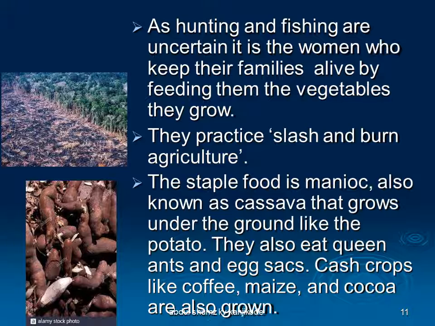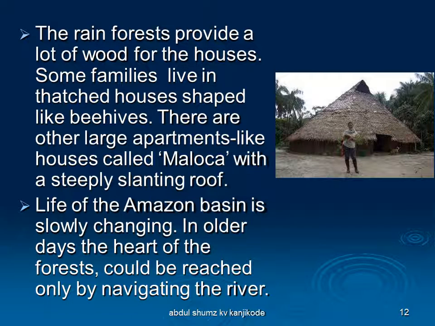They eat queen ants and egg sacs. Cash crops like coffee, maize, and cocoa are also grown. These rainforests provide a lot of wood for houses. Some families live in thatched houses which are shaped like beehives, as you can see in the picture. There are other large apartment-like houses called maloka with a steeply slanting roof.